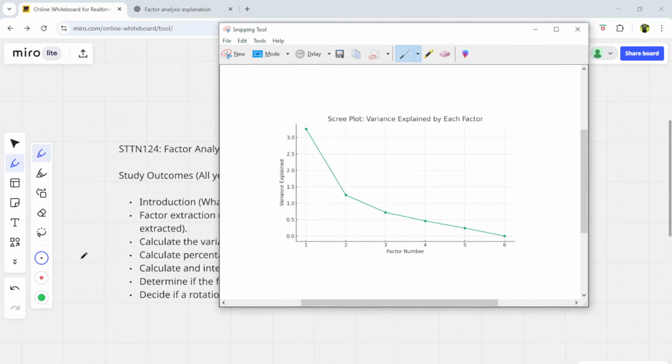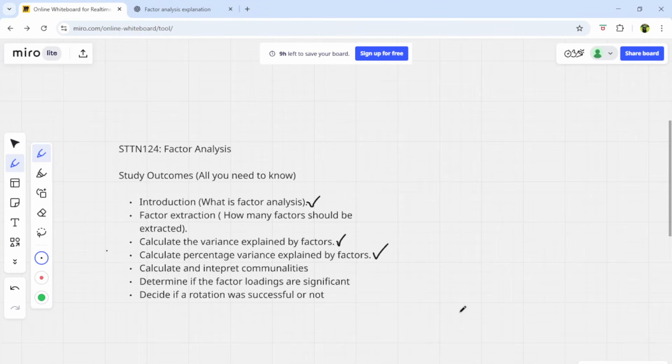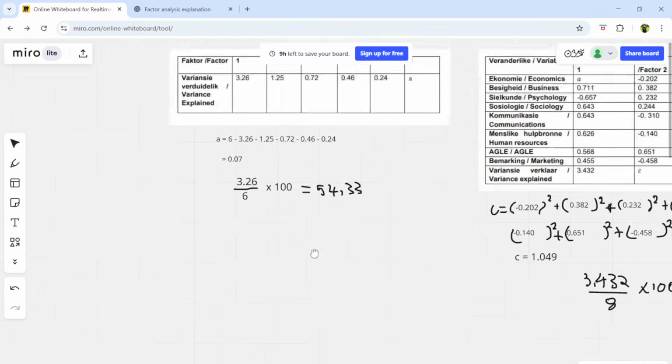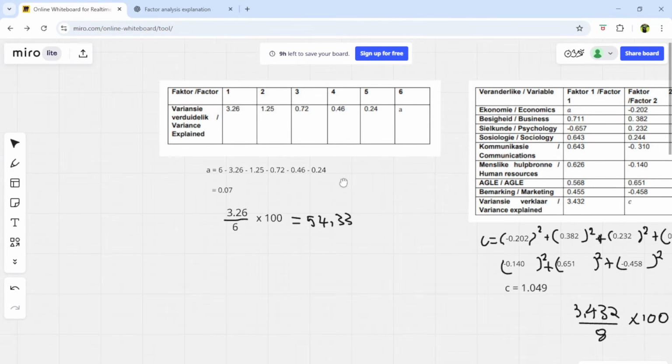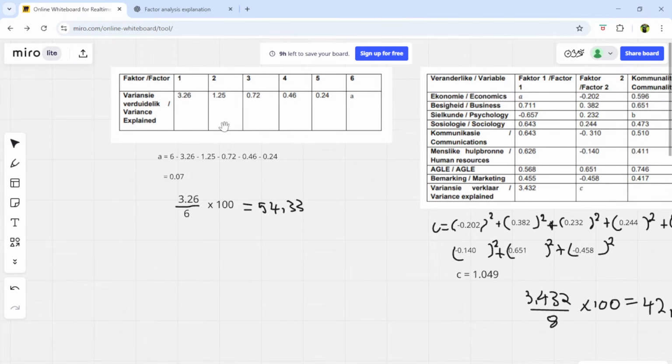So now this is the next part that I need. Factor extraction. How many factors should be extracted? How many factors are important so that we can use them and maybe leave out the rest? For example, here we have 6 factors and we have the variance explained by those factors. So now we want to know which factors are more important than the others and which factors we should extract. So that is where factor extraction comes in, right?